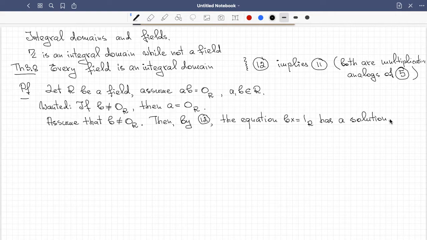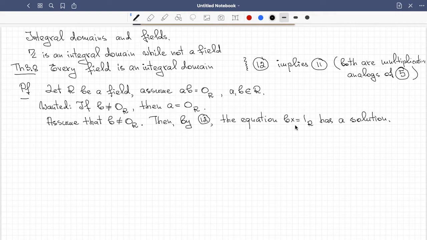You remember the definition of field. It was a ring with identity, so we use the fact it's a commutative ring with identity. We use the fact that we have an identity, and 12 in the definition of field requires that this equation has a solution. So let X be a solution. I don't need uniqueness here.